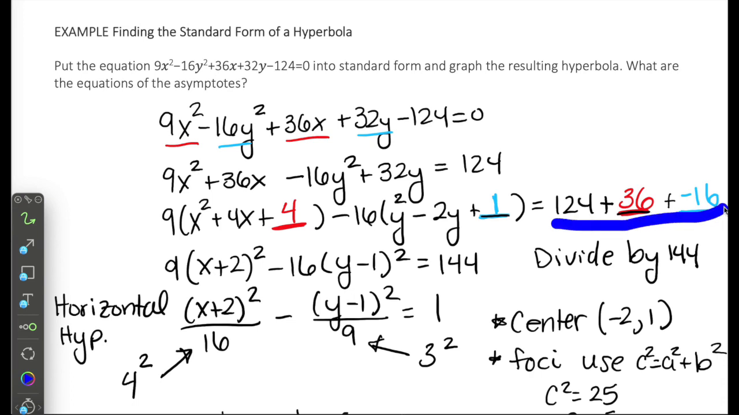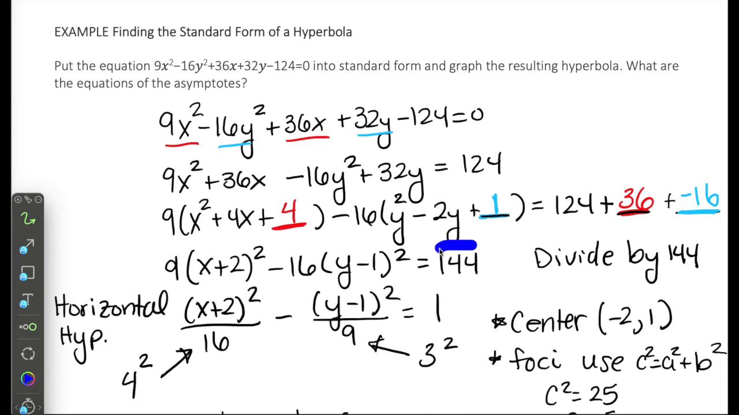When I combine all of these, I get a 144. And then when I factor what I just did to complete the square, this will give me x plus 2 squared, and I bring down the 9. This will give me y minus 1 squared, and I bring down the minus 16. And then, of course, I have this 144 over here.